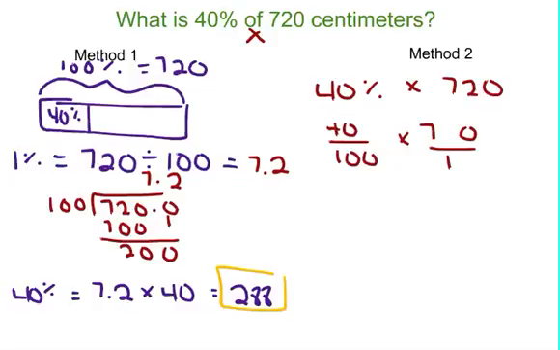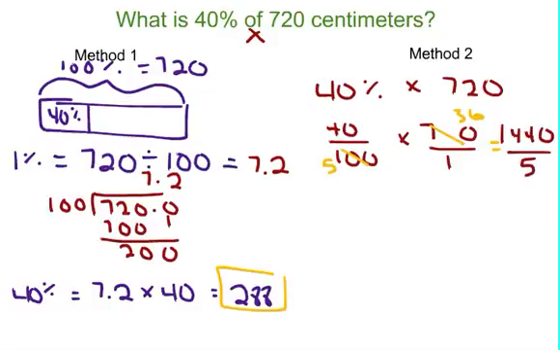So we can divide both 100 and 720 by 20, which would give us 5. And 720 divided by 20 would equal 36. When you multiply across, 40 times 36 would give you 1,440. 5 times 1 is 5.